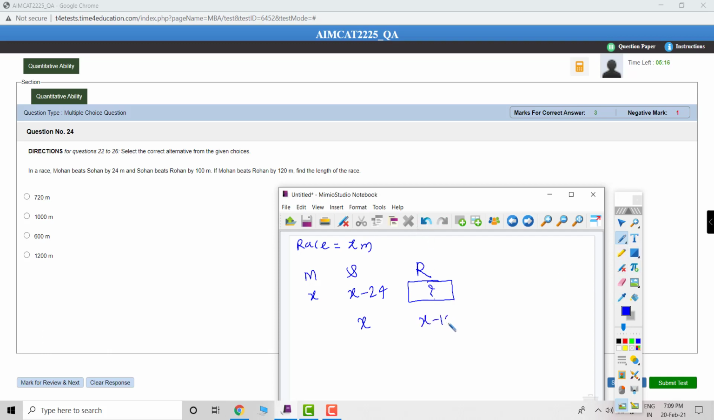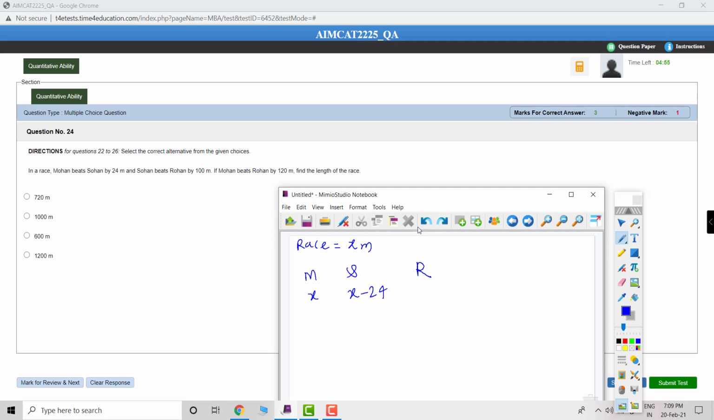Okay, so over here this ratio has to be same because time is constant, so ratio of distance is equal to the ratio of speed. Let's equate both now. I think I missed something. Let me read this again. Okay, just a second. Mohan beats Rohan by 24 meters and Sohan beats Rohan by 100 meters.